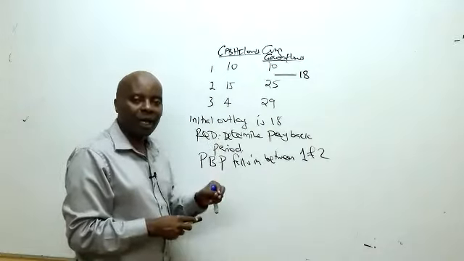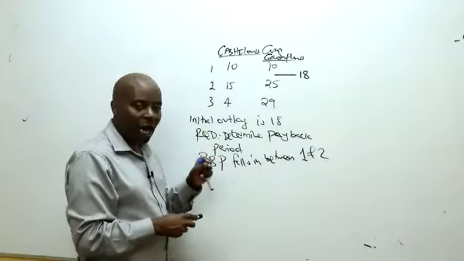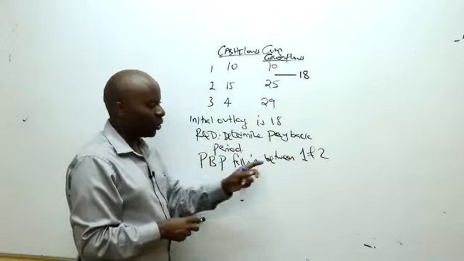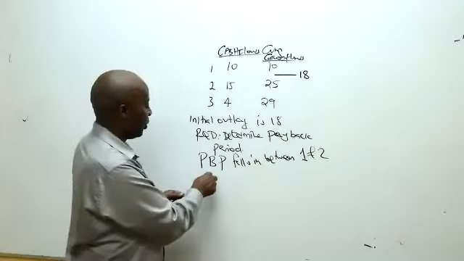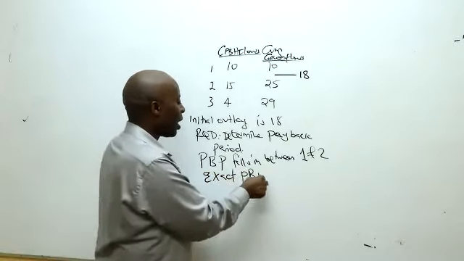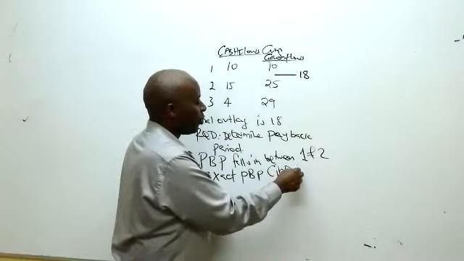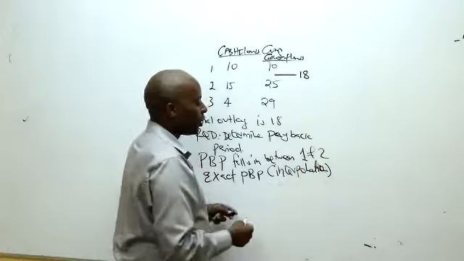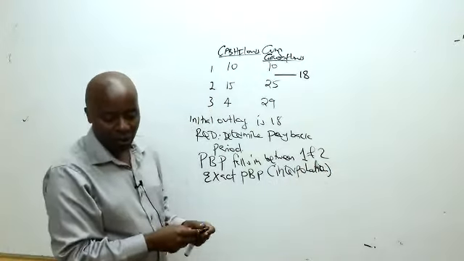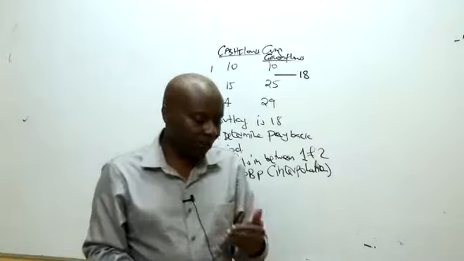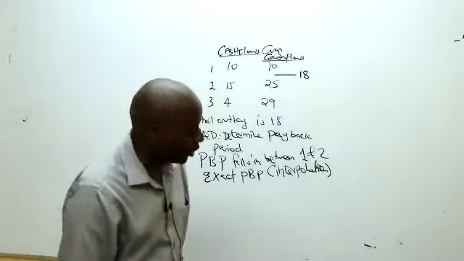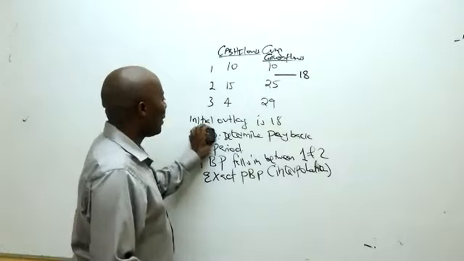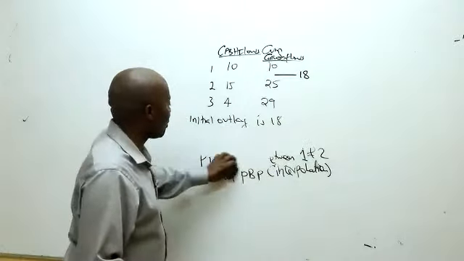But the examiner would want you to ascertain the exact payback period. He doesn't want a range. So for the exact payback period, you use what we call interpolation. Is there any student who is able to interpolate for us? To interpolate is quite a simple thing.